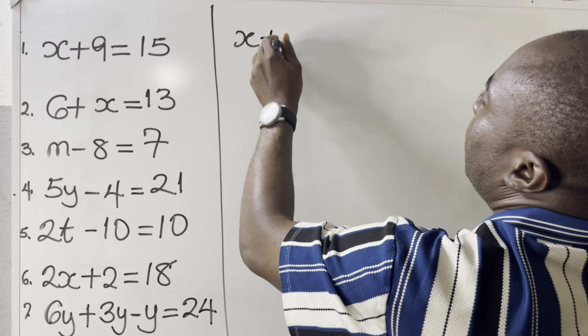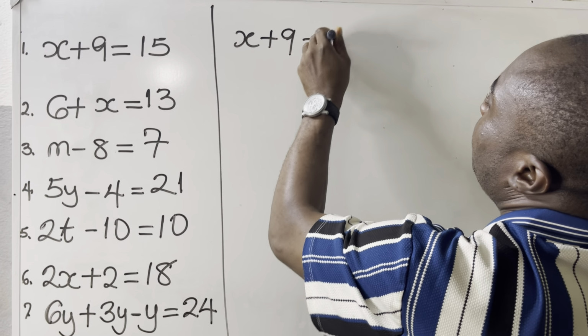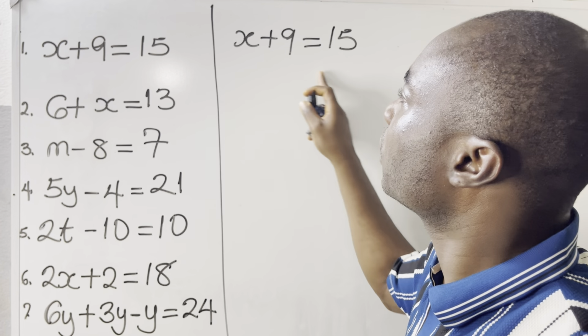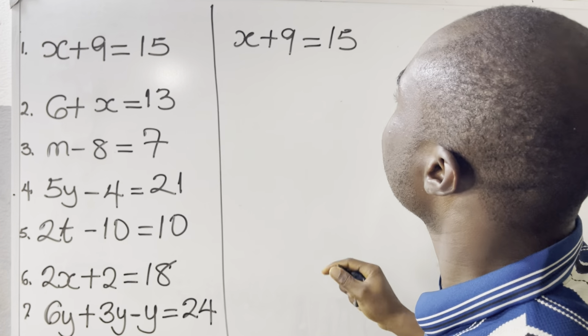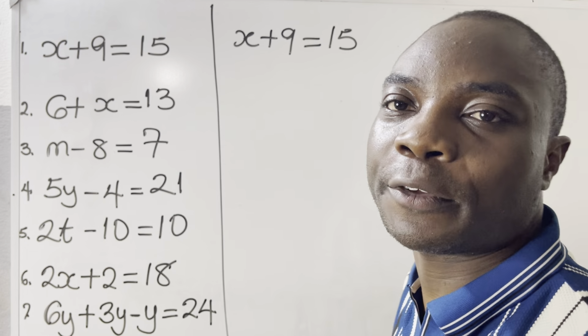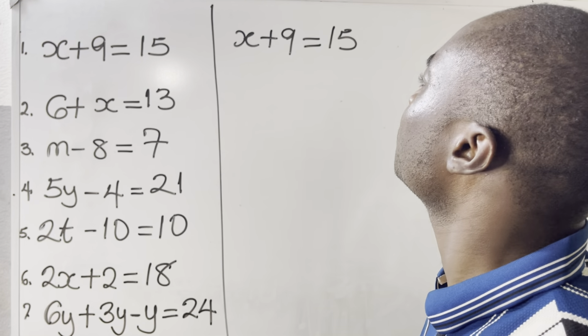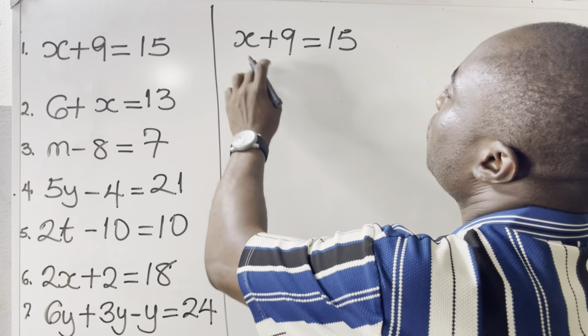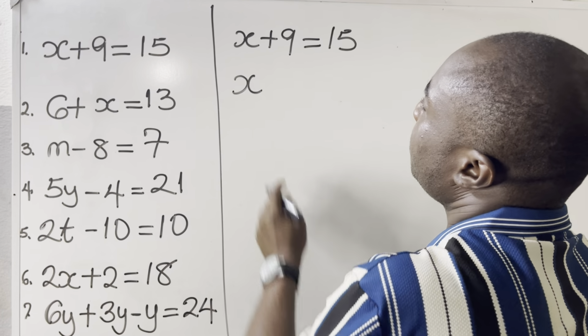x plus 9 is equal to 15. If you look at this question carefully, we have like terms. The like terms are the numbers 9 and 15, while the unlike term, which is the value of x that we are asked to look for, is different. So what do we do? We'll bring down our x.